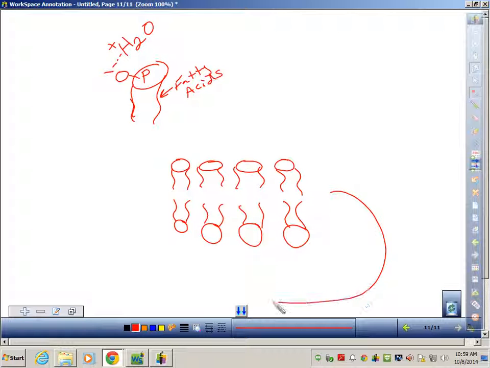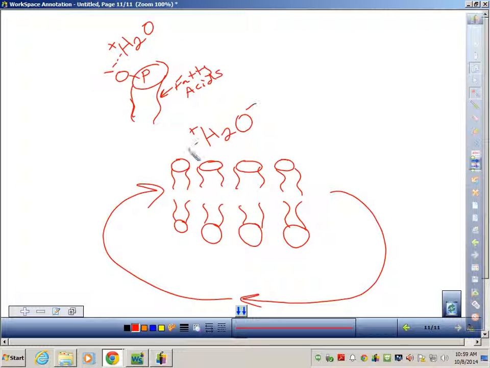Let's just say this continues to go around the whole entire cell, okay? It's a circle. It's a fat bubble, okay? It's essentially what a cell is. It's a fat bubble. All right. So is there water outside of the cell? Everybody say yes. Is there water inside of the cell?